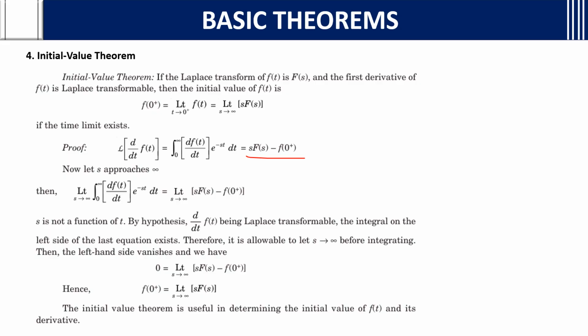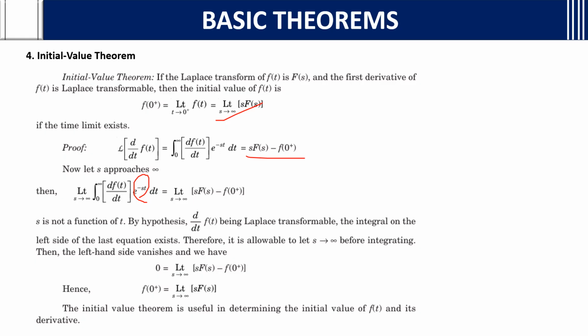Now let s approach infinity. Why? Because the formula states s approaches infinity. When s approaches infinity, the integral from 0 to infinity of d/dt of f(t) e to the power minus st dt equals the limit as s tends to infinity of s F(s) minus f(0+). The e to the power minus st term will become 0 for the left side. S is not a function of t.